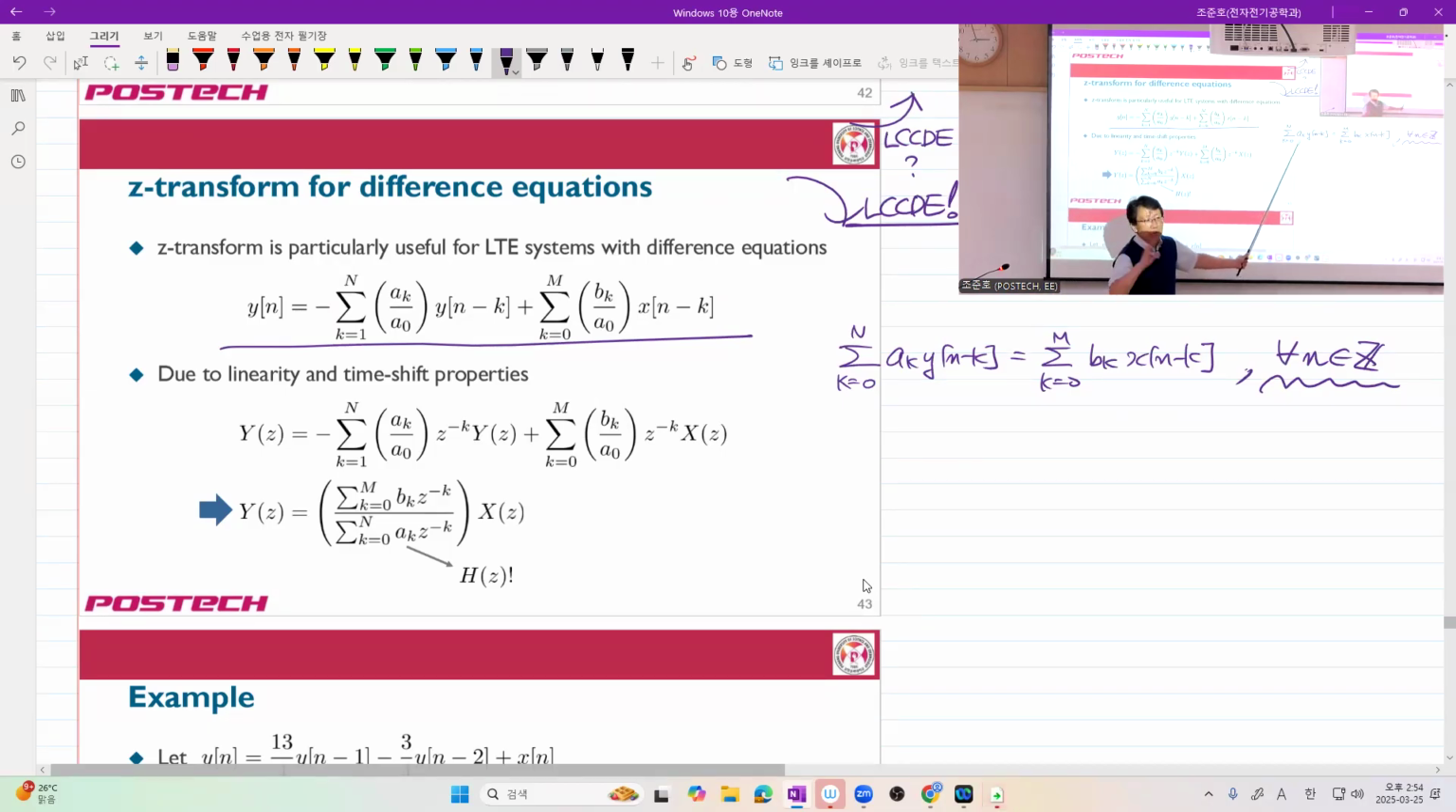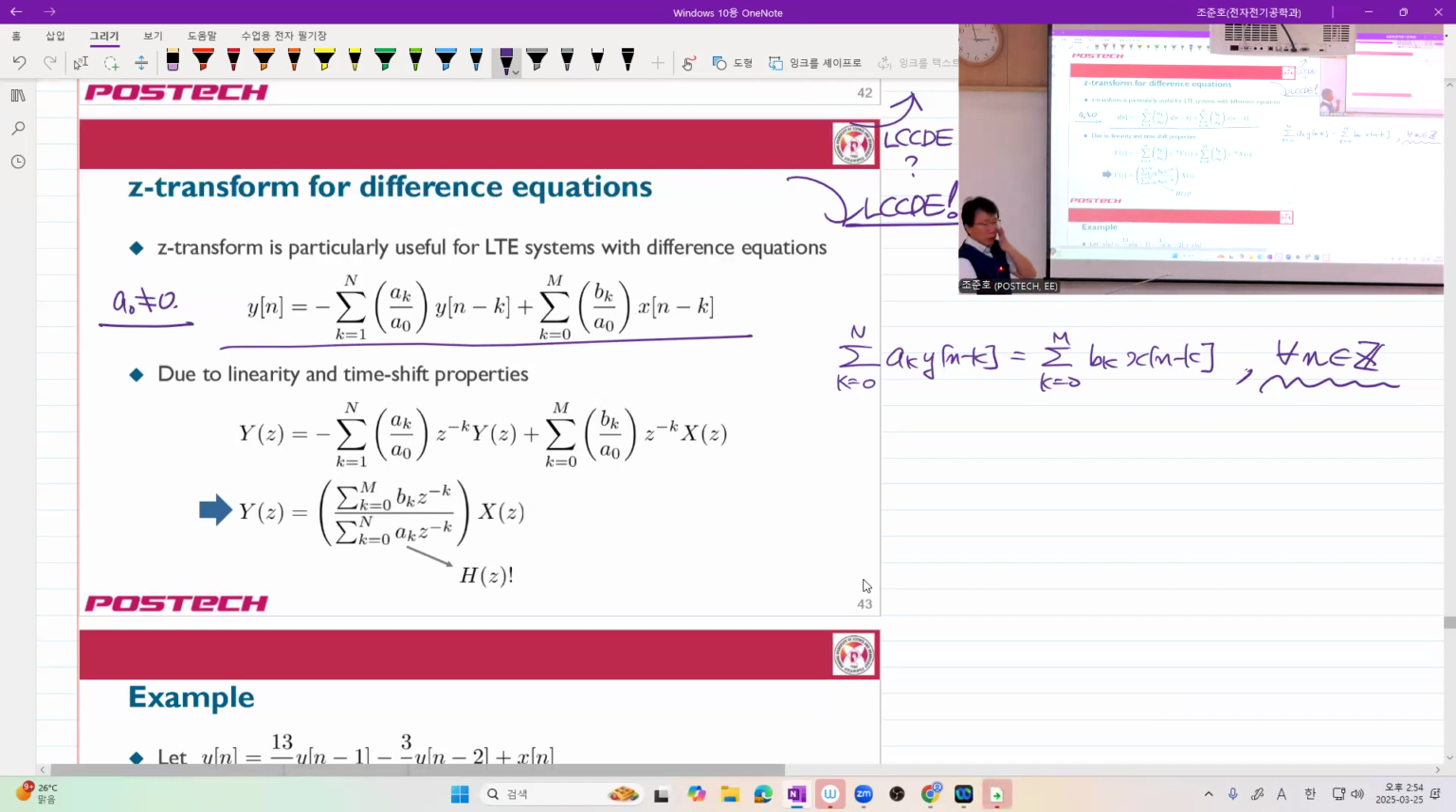And people loved differential equation, DE, so it does not say linear constant coefficient summation equation. They named it difference equation. And here, except the 0th term, let's put every term on the right side by subtracting those terms. That is this one. And you divide by A0, assuming A0 is not 0. You can do that, right?